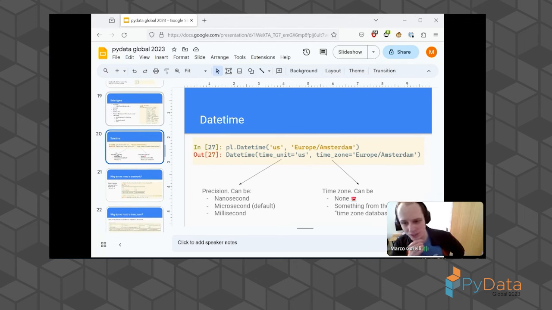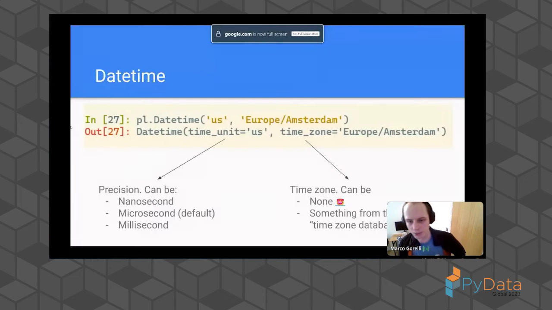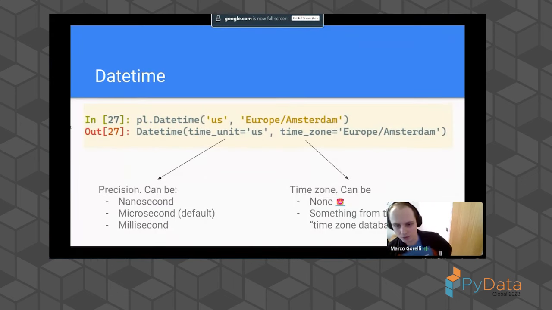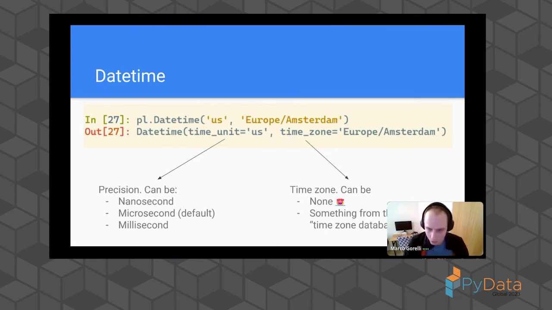Right, so as we were saying, datetimes have two components, time unit and time zone. Time unit is the smallest amount of time that your data type can represent. And time zone can either be none or something from the time zone database. So none of these ambiguous abbreviations. Use a proper time zone from the time zone database, like Europe/London or Africa/Morocco, or my favorite, Asia/Kathmandu. We'll see later why that's my favorite.